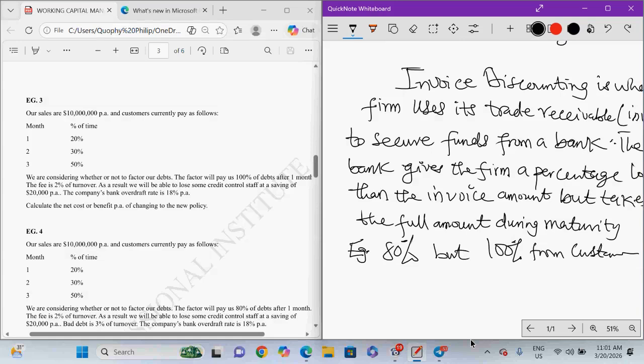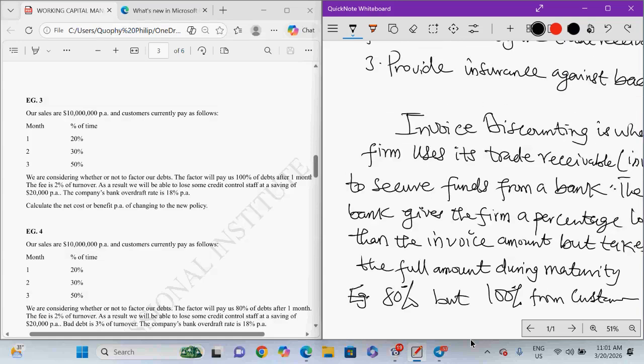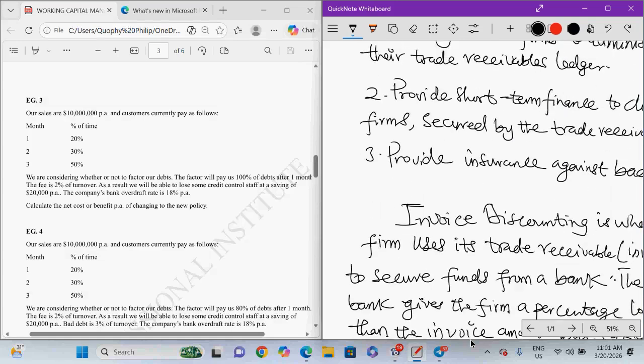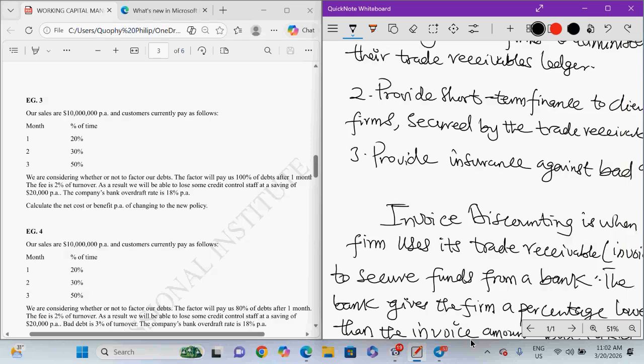With debt factors, you hire people to chase your debt for you, and you give them a service charge. Sometimes they give you short-term funds, 80%, so that when they get the 100%, they'll bring you the 20% less any service charge. Any question?